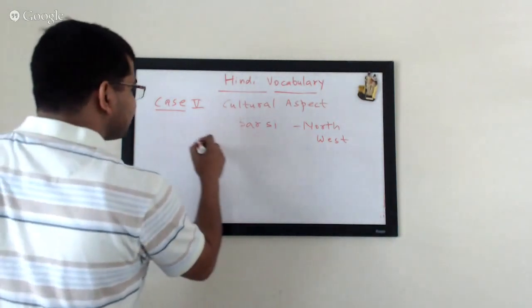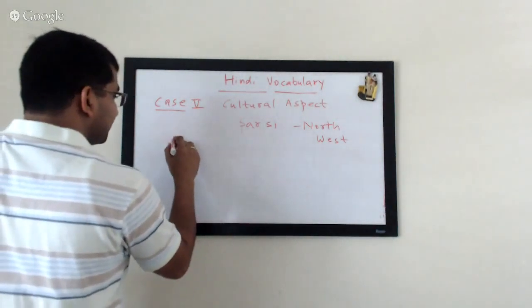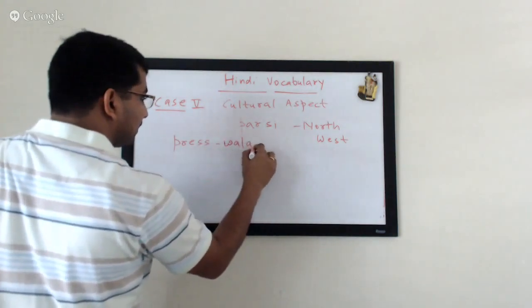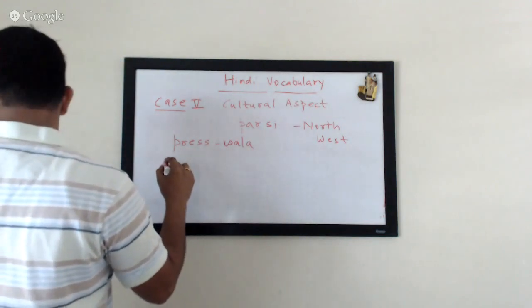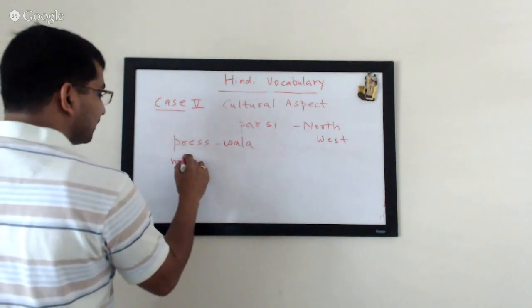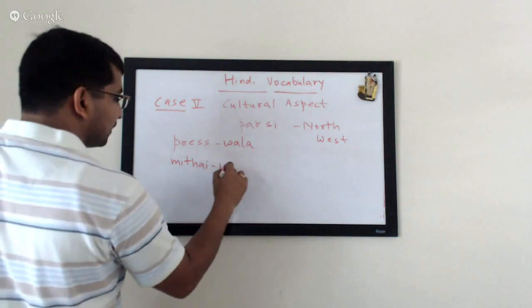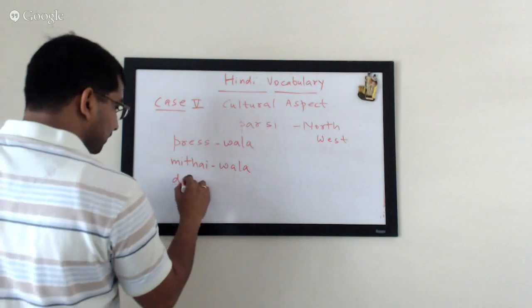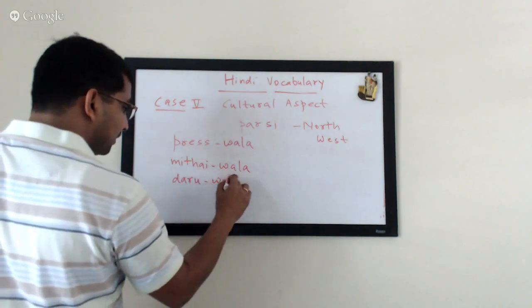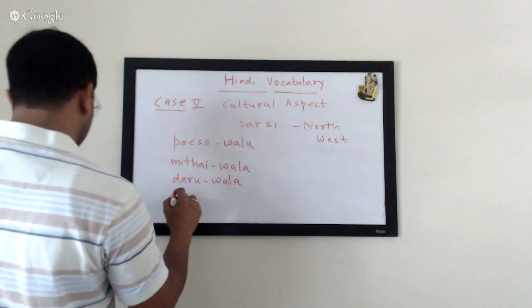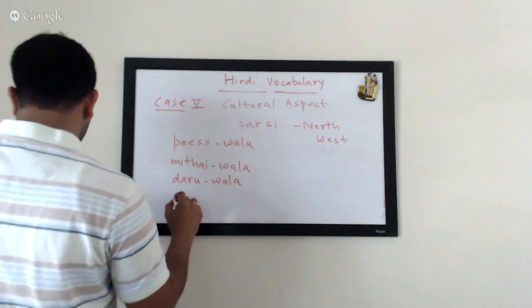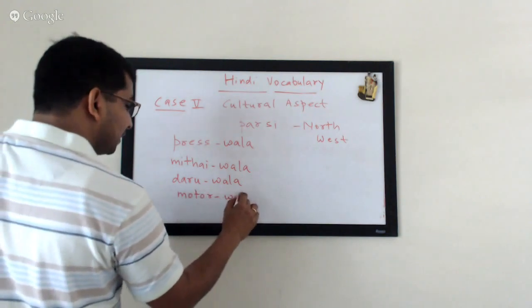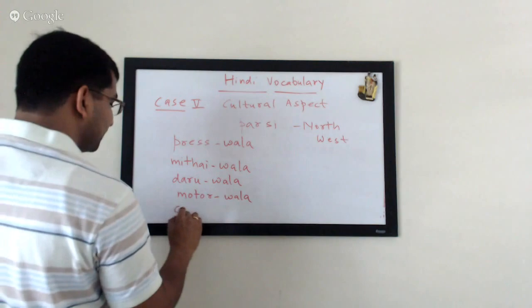So a lot of Parsi surnames such as Reswala or Mithaiwala, Daruwala, and then Motorwala or Chandiwala.